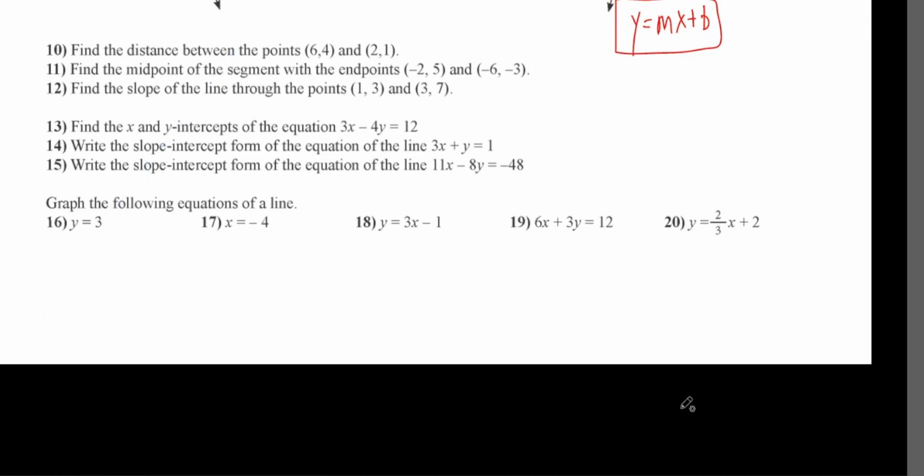Let's try it again. I was wondering why I saw so many confused looks. I absolutely did the wrong problem. I did this one, didn't I? Yeah. Okay. I should have done this one. This one's actually a lot easier, isn't it?